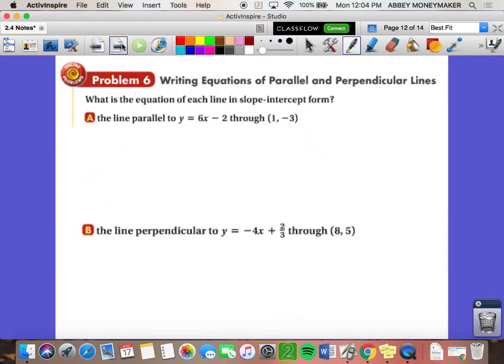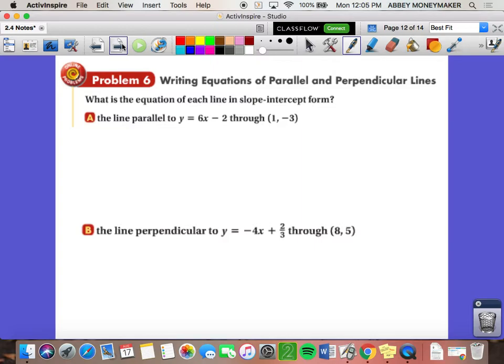So let's try some out here. On problem number 6, it says, what's the equation of each line in the slope-intercept form? Now, I do want to emphasize here, all students in Algebra 2 need to know this topic, so make sure you are watching this. Everybody should be watching this part. So it says, what's the equation of each line in slope-intercept form?